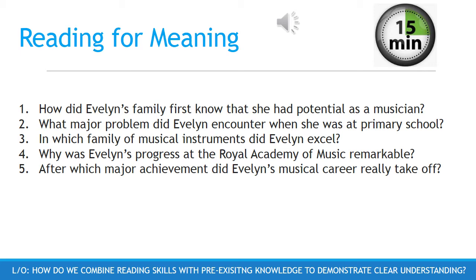Why was Evelyn's progress at the Royal Academy of Music remarkable? So the Royal Academy was unwilling even to interview her. And you could also put in about her deafness there, because quite clearly that would have been one of the major issues with her. And you could also write about how she was still exceptionally young. She completed her studies before her 20th birthday.